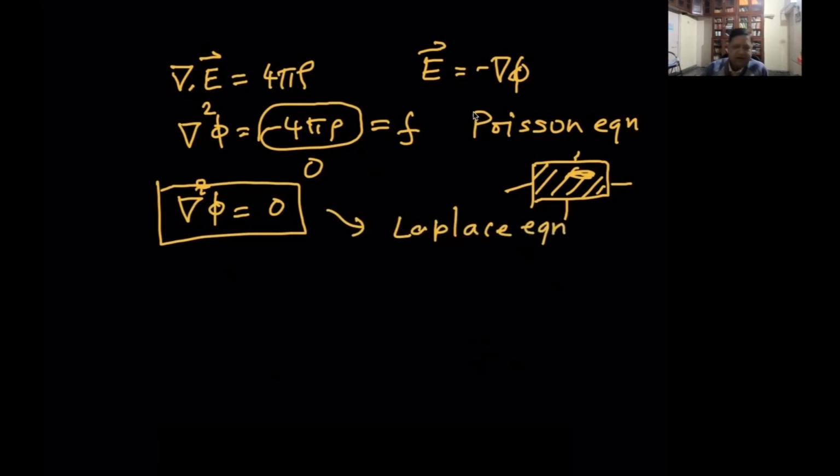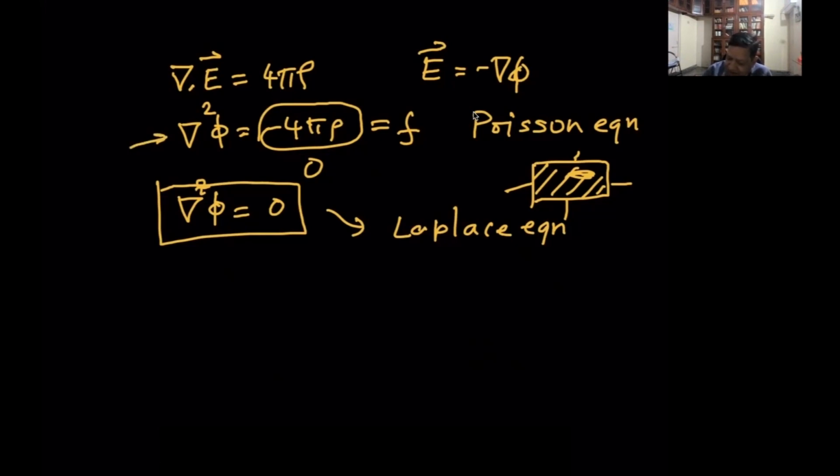And it's easy to show that for gravity as well, gravitational potential follows the same equation when there is no mass. We find this in hydrodynamics for stream function. So Laplace equation comes in many places. So does Poisson equation. But let's focus on Laplace equation.